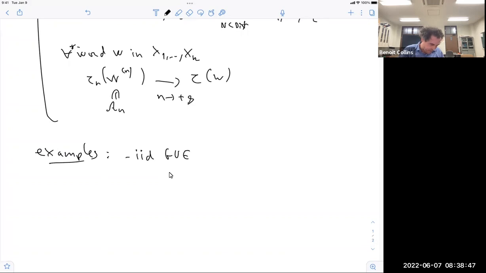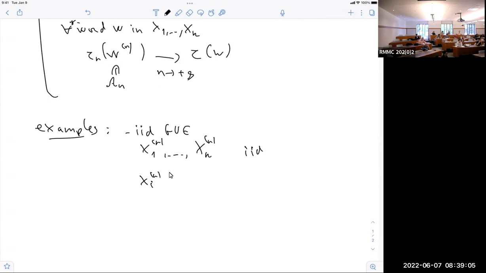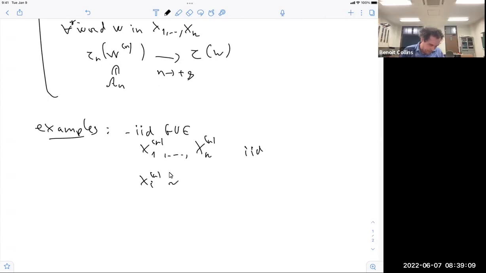So this is matrices X_{1,N}, ..., X_{k,N}, which are all IID, and their distribution is: X_{i,N} has the law of exp(-N/2 Tr(A^2)) dA, where this is the non-normalized trace, and this is a multiple of the Lebesgue measure. Okay, so there is a constant to make this a probability measure.